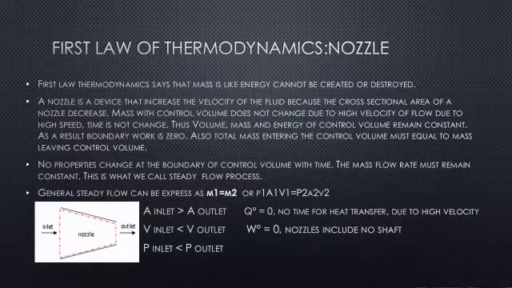General steady flow can be expressed as M1 equal to M2 or ρ1 area 1 velocity 1 equal to ρ2 A2 velocity 2. Area inlet bigger than area outlet. Velocity inlet smaller than velocity outlet. Pressure inlet smaller than pressure outlet. Q equal to 0 because no time for the heat transfer due to the high velocity.